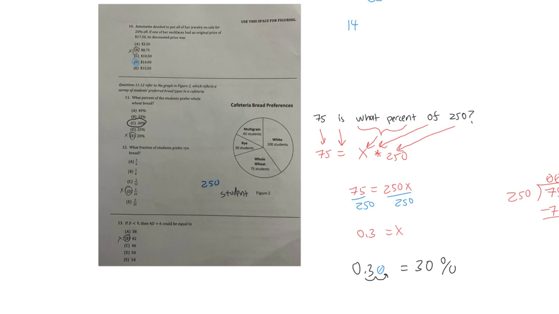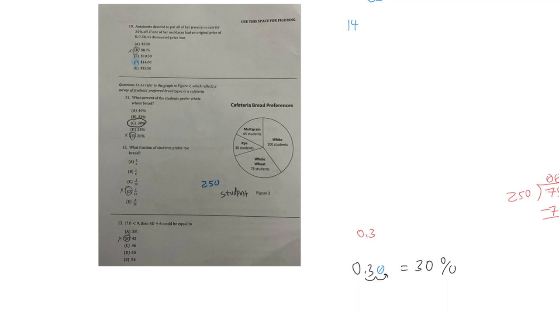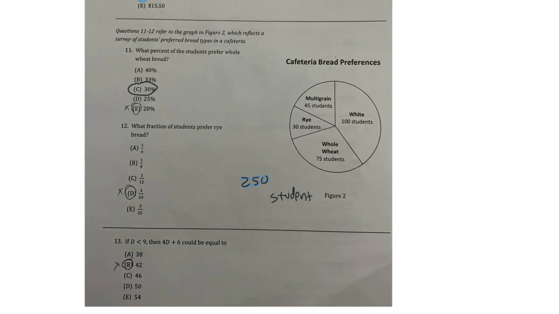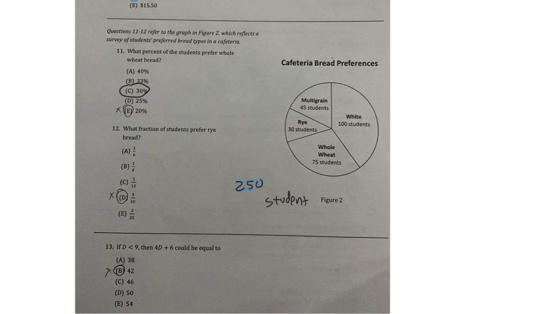Okay. Looking at the other problem associated with this pie chart. What fraction of students prefer rye bread? So they're no longer asking for percentages. They just want a fraction. In my opinion, this one's actually going to be more straightforward because we already know there's 250 total students.